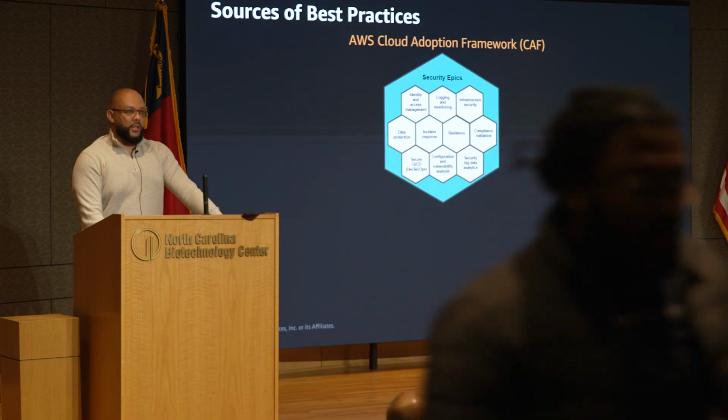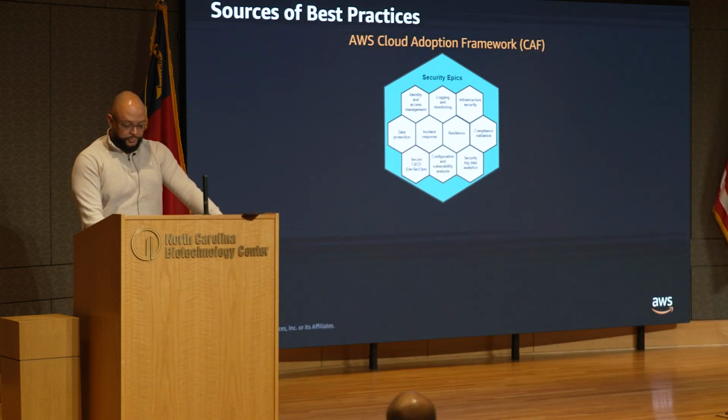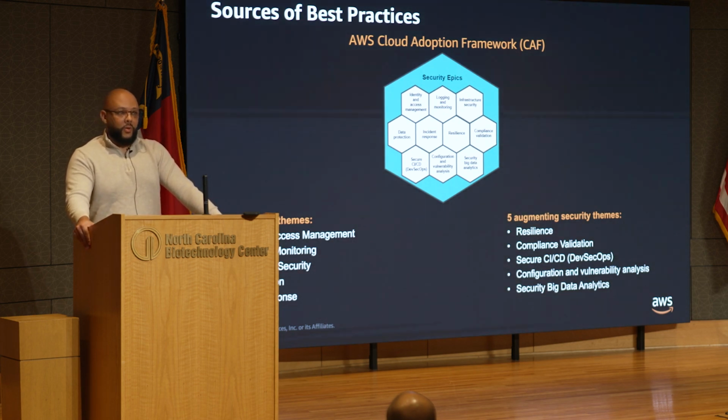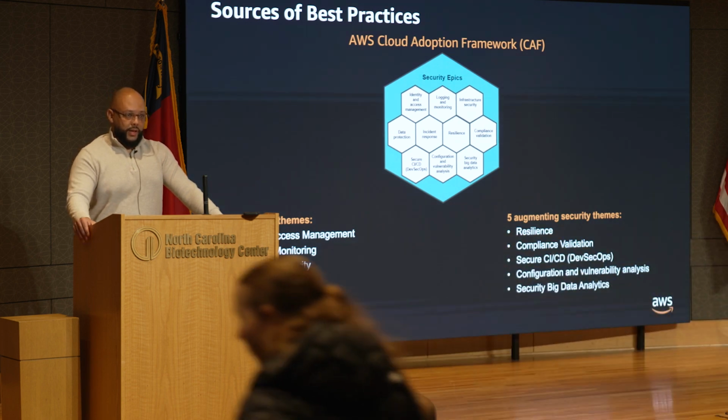There's also the AWS Cloud Adoption Framework, and that identifies the 5 core security themes or security epics: identity and access management, or IAM, logging and monitoring, infrastructure security, data protection, and incident response. There's also some augmenting security themes you'll see on the right, things that are related, such as resilience, compliance, DevSecOps, things of that nature.